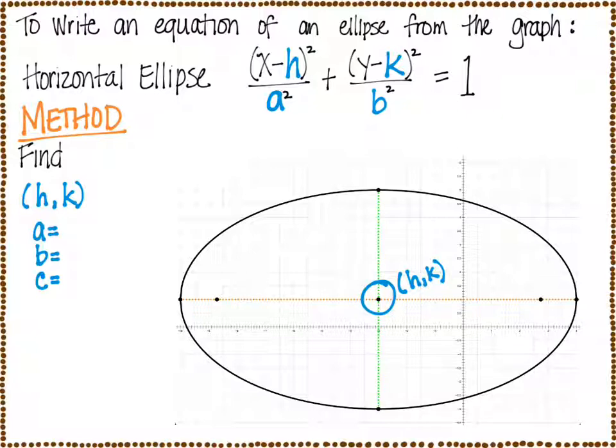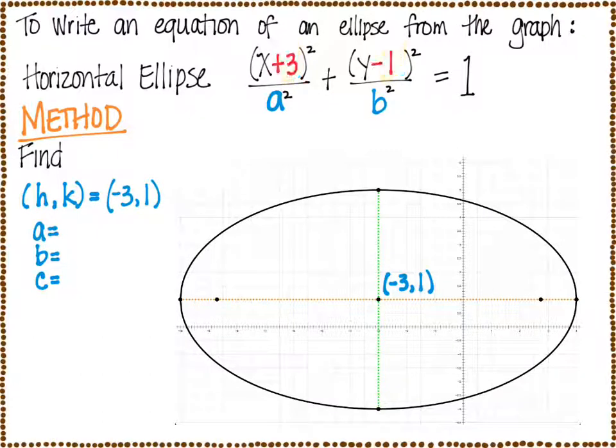I know the screen is kind of small, but if we look really carefully at the coordinates there, that center has the coordinates negative 3, comma 1. So our h comma k is negative 3, comma 1, and we're going to place that into the formula, and so we'll have x minus negative 3, or x plus 3, quantity squared, and y minus 1, quantity squared.